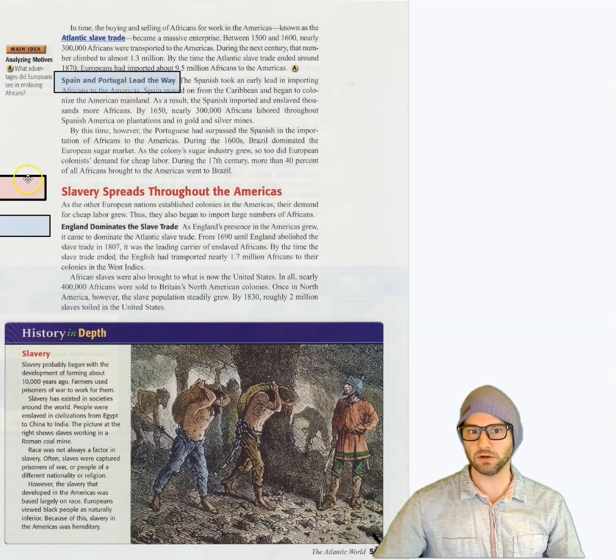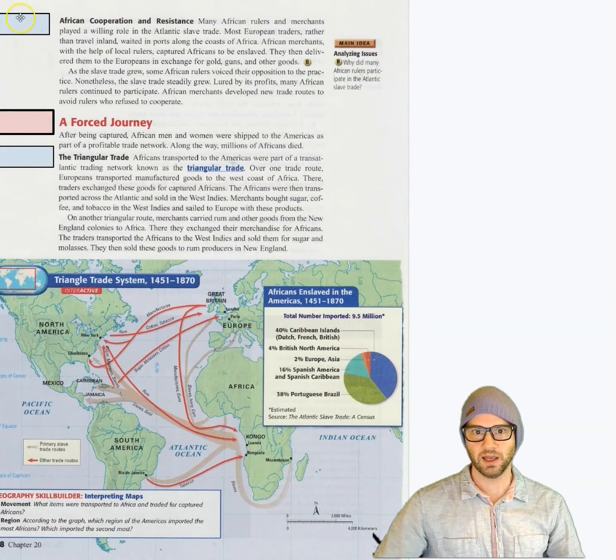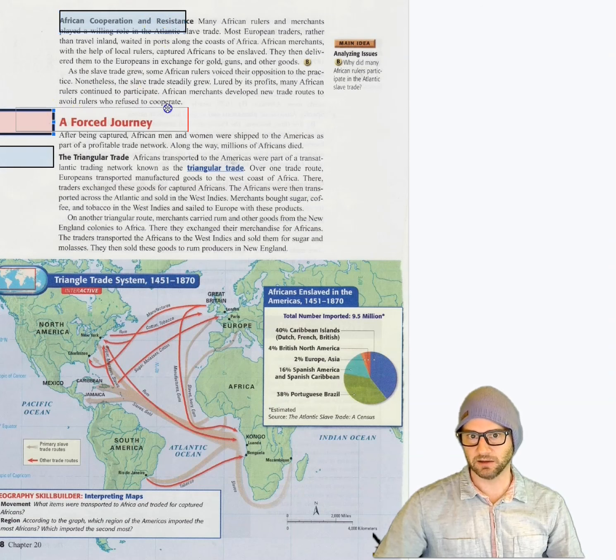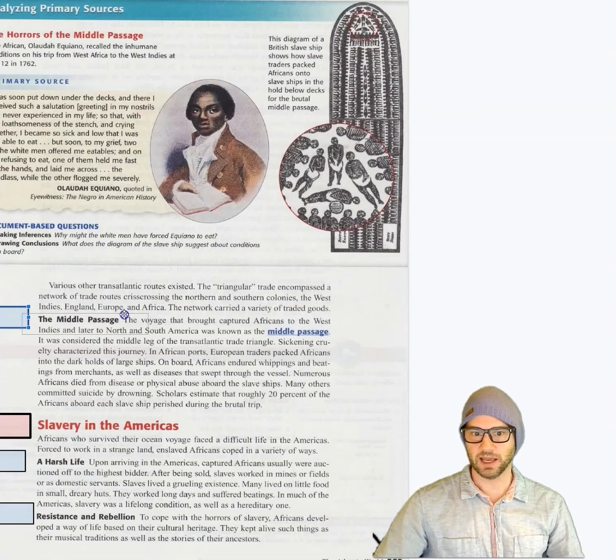Then they go to the second main heading, slavery is spreading, through the Americas. The subheadings under the spread are England starts dominating and African cooperation and resistance. And then they go to another main topic heading, the forced journey. Under the forced journey, that's separated into triangular trade and the Middle Passage.